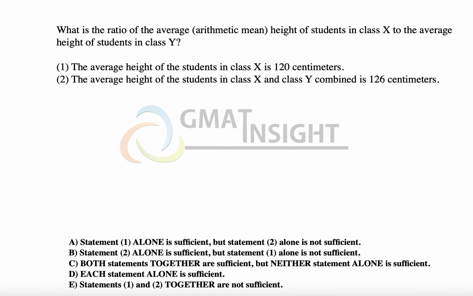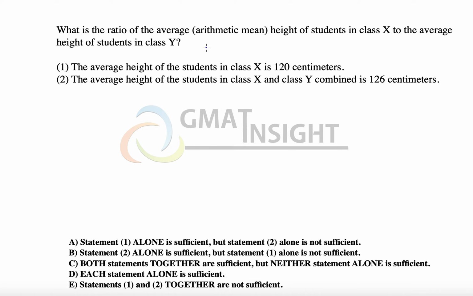What is the ratio of the average height of the students in class X to the average height of the students in class Y? So the average height of students in class X can be calculated by simply taking the sum of the total height of all the students divided by the number of students. Same will be true for Y.